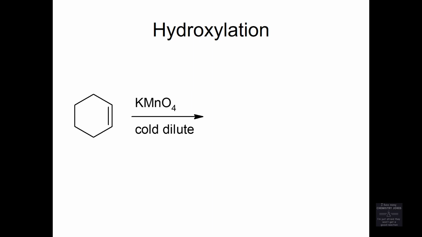What does this do? This is an alkene, so it must be another addition reaction. But I said it makes an alcohol. Why didn't we talk about it before? Because it makes a diol. It makes 2 alcohols on neighboring carbons.